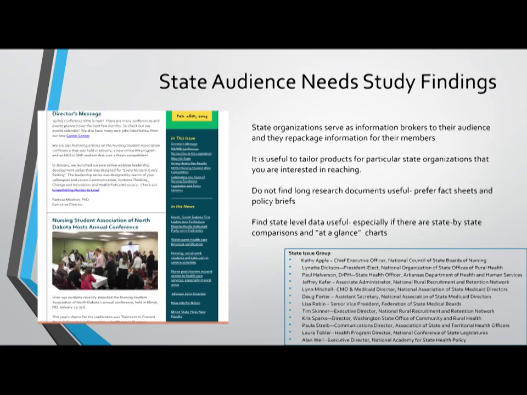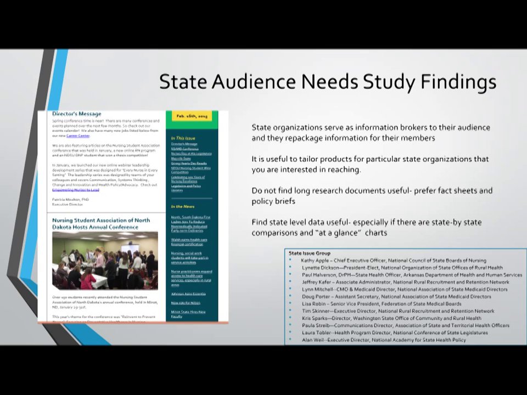They also indicated they did not find research documents very useful. They spend very little time on each document because they're going through a lot of information, so they prefer fact sheets and policy briefs. And they especially like it if you have state-level data, state-by-state comparisons, or at-a-glance charts.